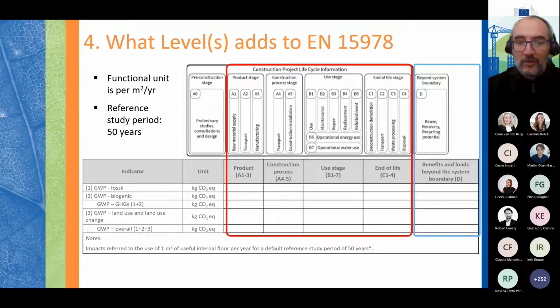And then the blue circle is this side-by-side reporting of module D. And you can see that it's split up into fossil carbon, biogenic carbon, and land use change carbon, and you can add those up together.